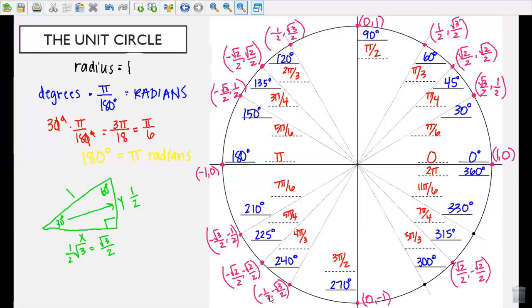All right, and then over here I can reflect that one over, but now the x is positive, so it's a positive 1/2. All right, and then up here, flip it, but keep the x positive. So we have positive √3/2, negative 1/2. All right, and that's our unit circle.